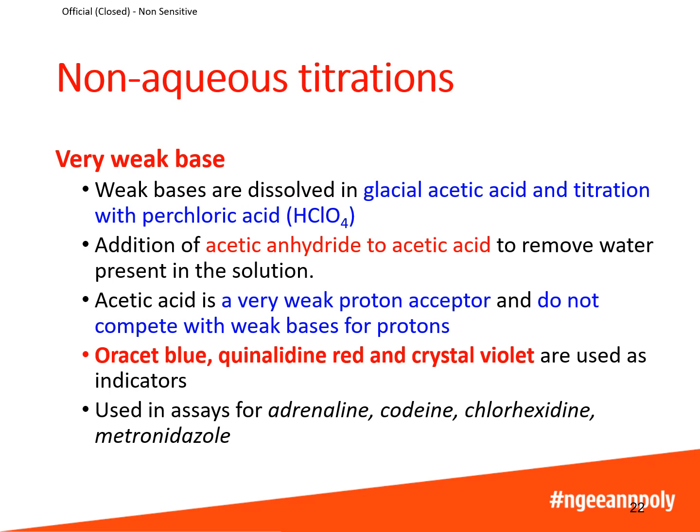So how do we do non-aqueous titrations? Very weak bases are dissolved in glacial acetic acid and titrated using perchloric acid. Acetic anhydride will be added to the acetic acid to remove any water that's present in the solution. Acetic acid is a very weak proton acceptor and does not compete with weak bases for the protons, and that's why it can be used as the solvent for the titration. For the indicators, there are several that can be used: orosette blue, quinaldine red, and crystal violet. Non-aqueous titrations are used in the assays for adrenaline, codeine, chlorhexidine, as well as metronidazole.